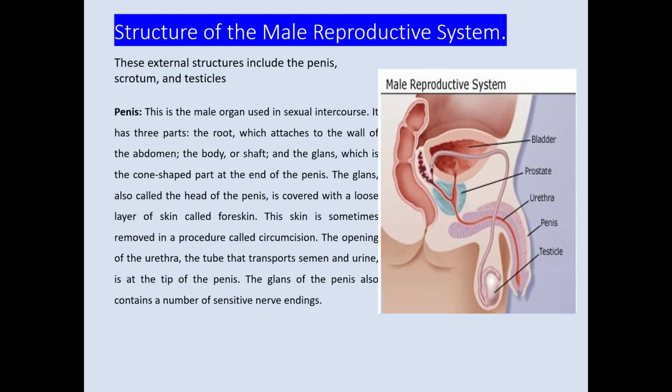It has three parts: the root, which attaches to the wall of the abdomen, the body or shaft, and the glans, which is the cone-shaped part at the end of the penis. The glans, also called the head of the penis, is covered with a loose layer of skin called foreskin. This skin is sometimes removed in a process called circumcision. The opening of the urethra, the tube that transports semen and urine, is at the tip of the penis. The glans of the penis also contains a number of sensitive nerve endings.